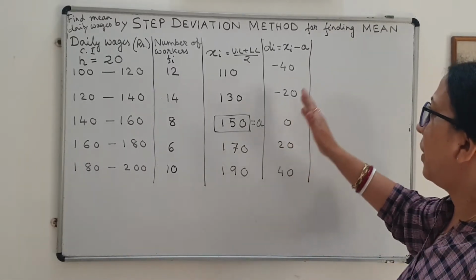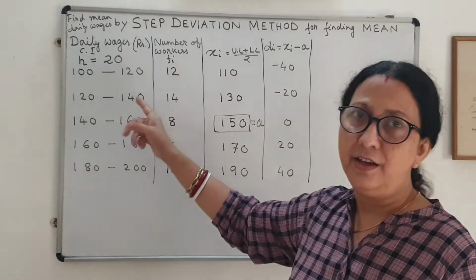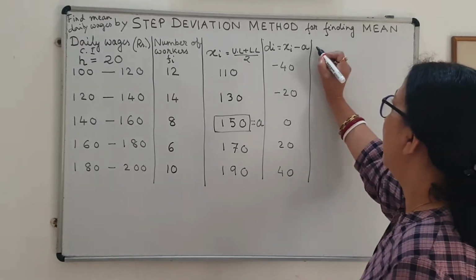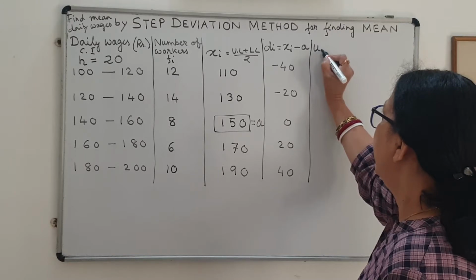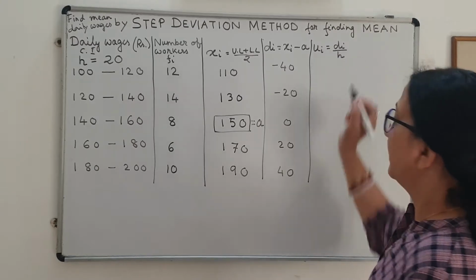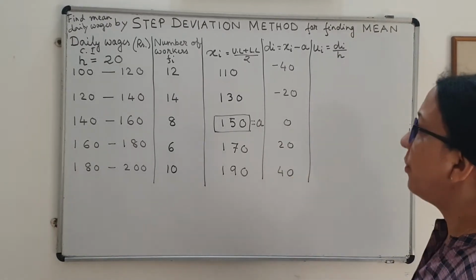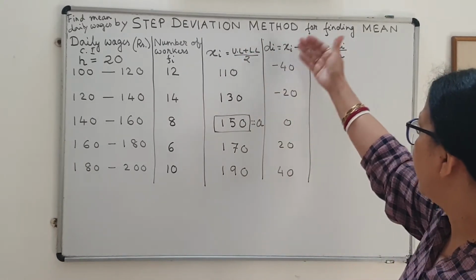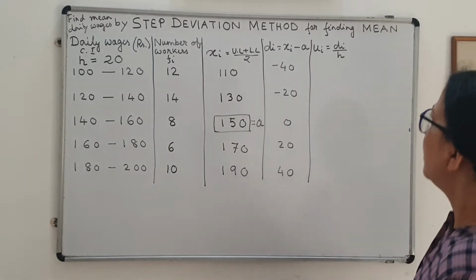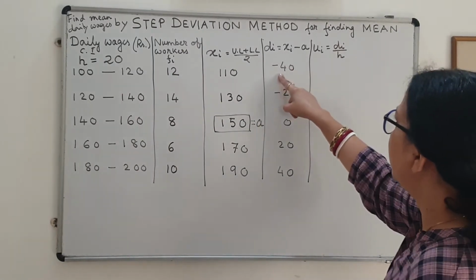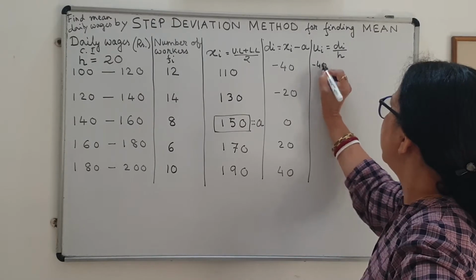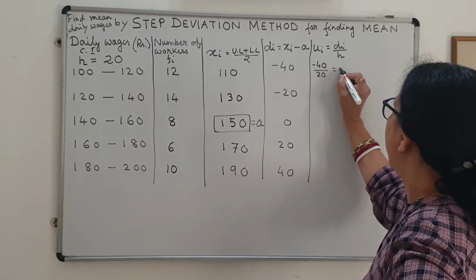In the assumed mean method, we multiplied these values with fi. But in the step deviation method, we will go one more step ahead. We will go for another variable ui, which is di upon h, when h is constant, or we can take any common factor of these di also. But here I have taken this 20. So for minus 40, di is minus 40 and h is 20, so minus 40 by 20 is minus 2.